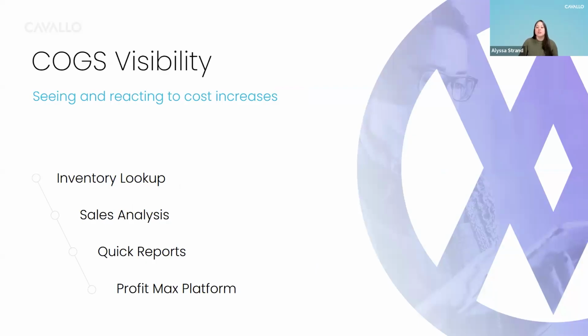Tariffs are included in the cost at the time of receipt, so of course they directly impact each item's cost of goods sold. As we know, COGS is typically the biggest expense for product-oriented businesses and distributors, so it's imperative to stay on top of these costs and be able to react quickly when they increase so you can minimize any potential losses. There are a variety of ways that Cavallo helps you keep track of your costs, from built-in SalesPad screens like inventory lookup and sales analysis, to our ultra-configurable quick reports, and our AI-powered Profit Max platform.